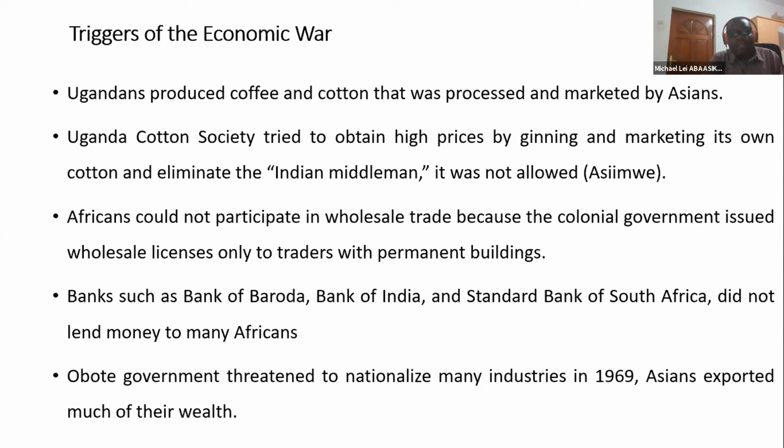Also, there were international banks, such as Bank of Baroda, Bank of India, and Standard Chartered Bank of South Africa. They were not lending money to many Africans. They were only giving money to Asians and the British colonial government citizens who were there at that moment. Of course, when the first president, Dr. Milton Obote, before the overthrow by Idi Amin, threatened to nationalize many industries around 1967, this could not materialize. The Asians at that time were so powerful that this president was not able to nationalize the industries as planned.